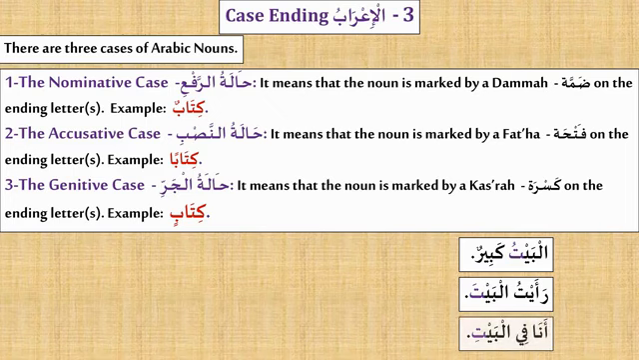And the third example, ana fil bayti. I am in the house. The word al-bayt gets kasra in this sentence because it is followed by a preposition. A noun followed by a preposition gets kasra. Ana fil bayti.